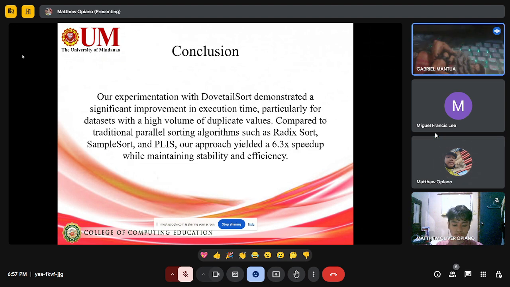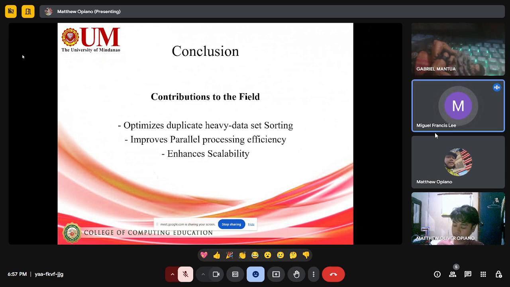So, in conclusion, or to summarize, dovetail sort significantly enhances sorting performance for duplicate-heavy datasets while maintaining stability. Compared to radix sort, sample sort, and PLIS, it shows much faster execution time and better resource utilization. Our contributions include improving parallel processing efficiency, scalability, and optimizing sorting in high duplicate datasets, something highly relevant for big data applications.